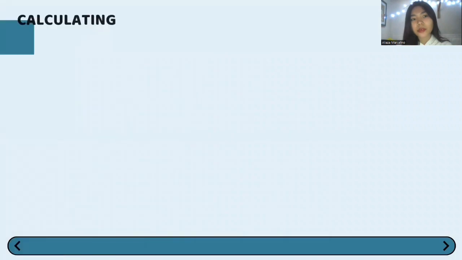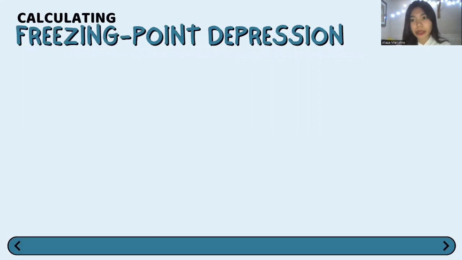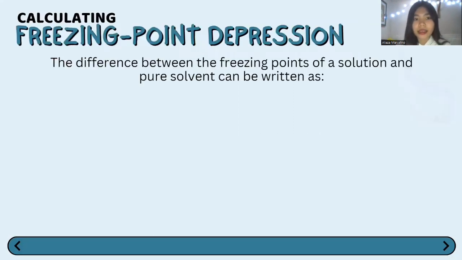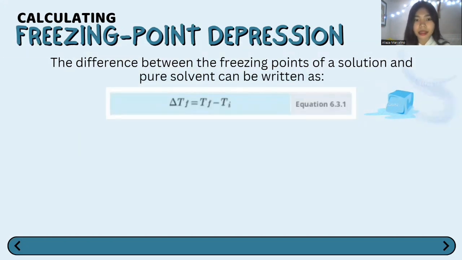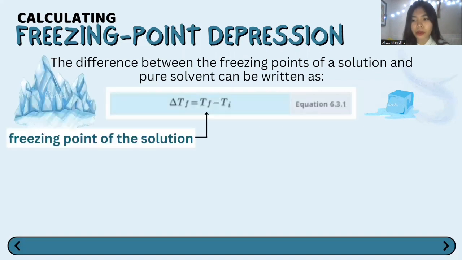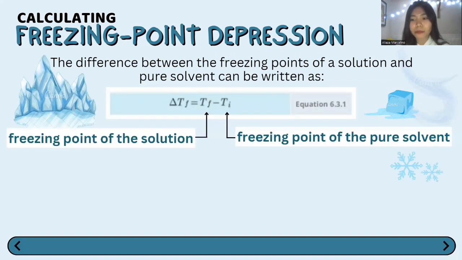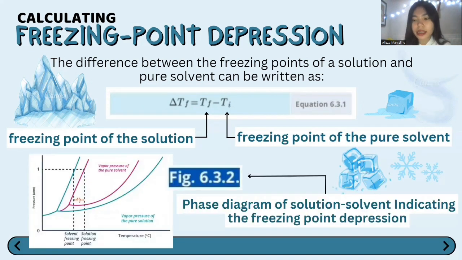So our next is calculating freezing point depression. Remember that the difference between the freezing points of a solution and pure solvent can be written as delta Tf equals Tf minus Ti, like this. And here's the detailed naming of them, where Tf is the freezing point of the solution and Ti is the freezing point of the pure solvent. We can see here the phase diagram of solution and solvent indicating the freezing point depression.